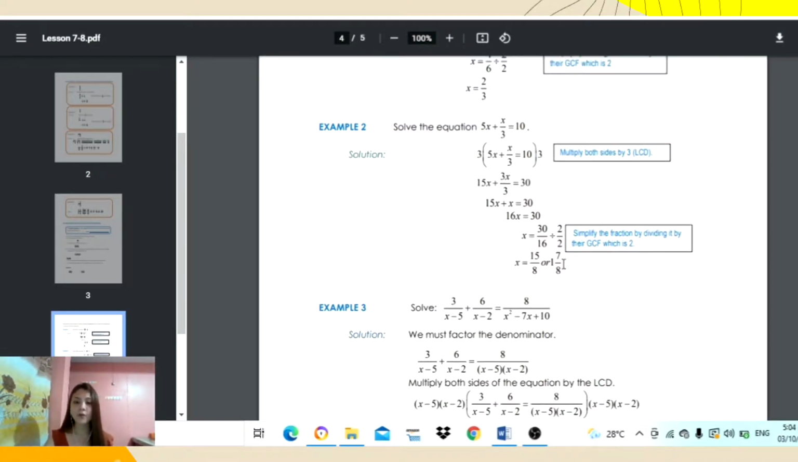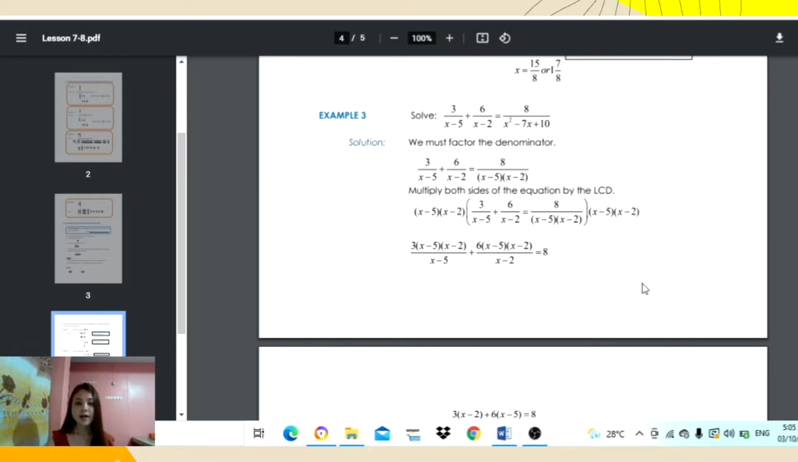So again, if we substitute the x's here in this equation by 15 over 8, or 1 and 7 over 8, and perform the indicated operations, then this expression 5x plus x over 3 is just equal to 10. And then you may also try that one just like in example number 1.